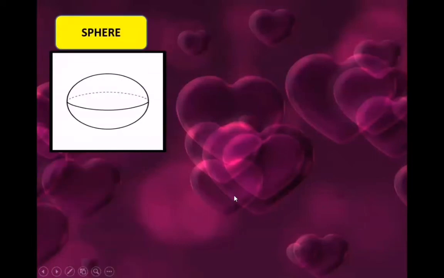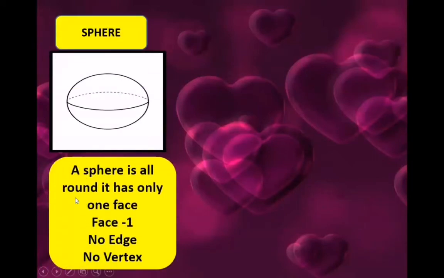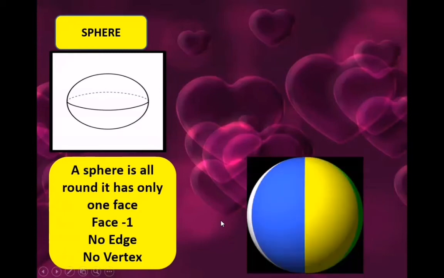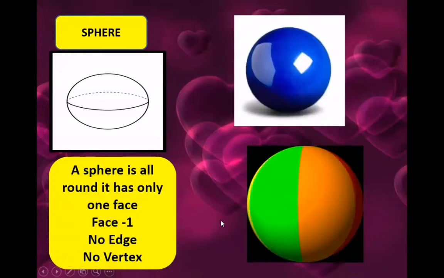Next is the sphere. A sphere is all round. It has only 1 face, no edges and no vertex. These are the examples of a sphere.